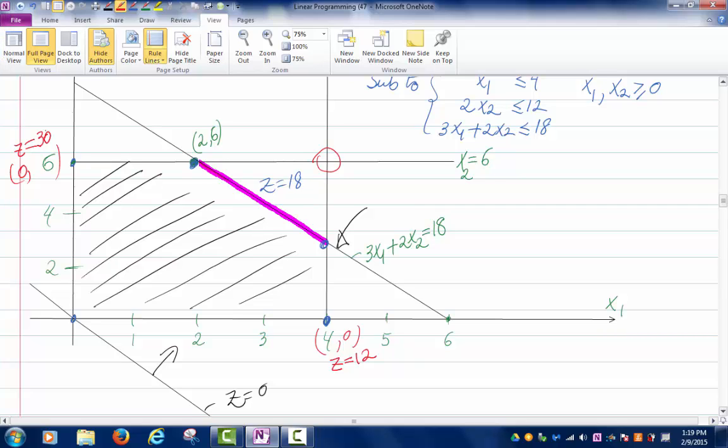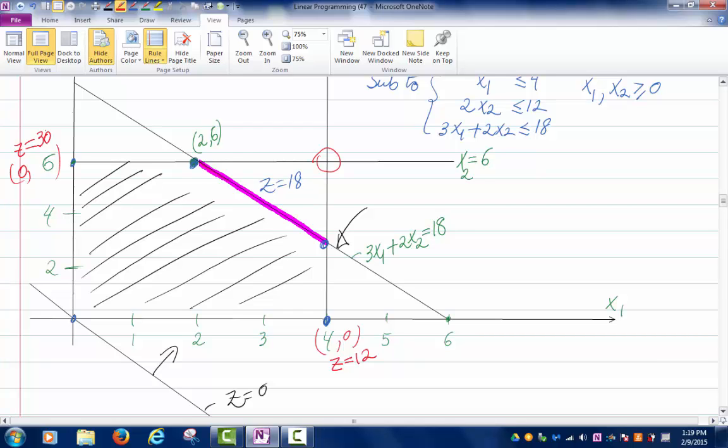Okay? Now, the program actually doesn't evaluate z. The simplex really doesn't evaluate the objective function at the adjacent vertices. What does it do? Well, it asks the following question. If I move toward this, what's the rate of increase in z? At what rate does z increase if I move along this edge, versus what's the rate of increase in z if I move along the other edge?